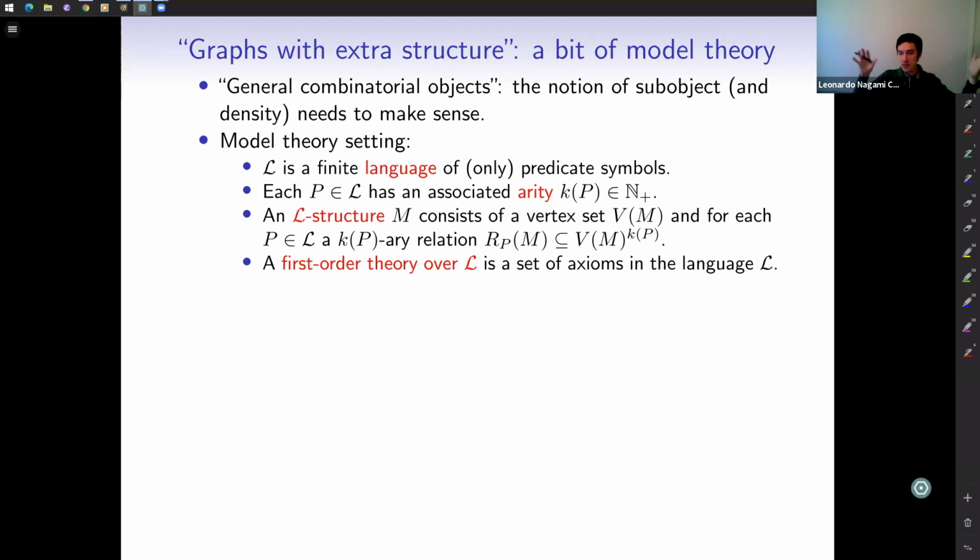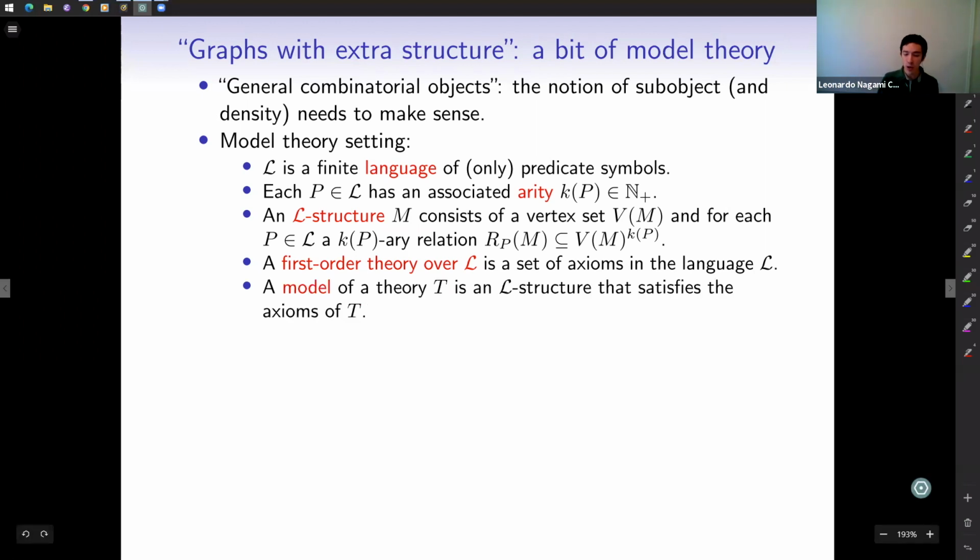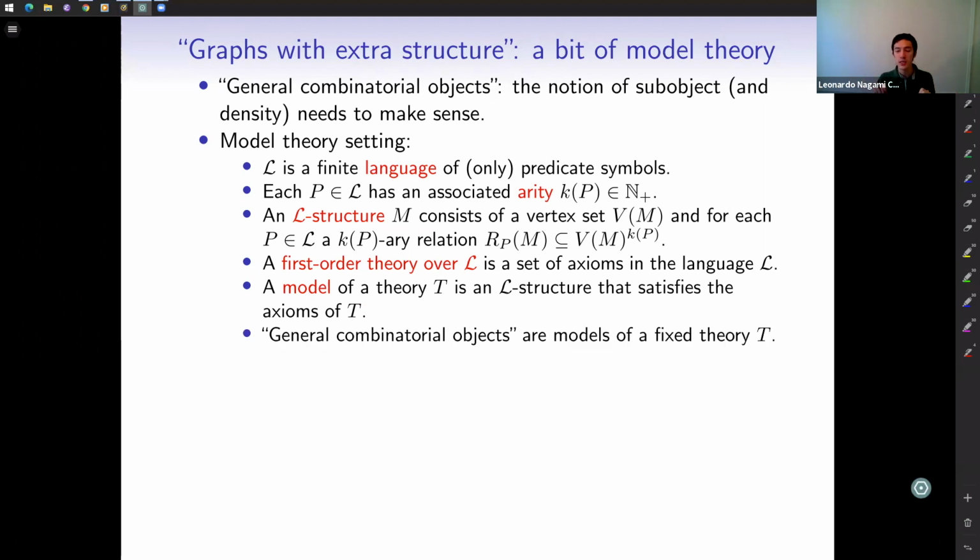So this language L has predicate symbols, and I'm just going to put some axioms on top of that. And I'm going to say that a model of my theory is going to be an L structure that satisfies all of these axioms. And the idea of these definitions is that a general combinatorial object for us is going to be a model of some fixed theory P.